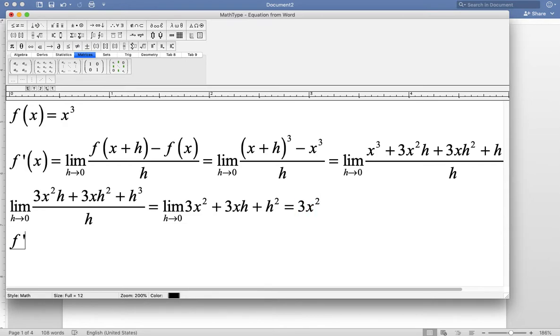So the derivative f prime of x for the function f of x equals x cubed is 3x squared. 3x squared is the derivative of x cubed at any point. This is a function that gives us the slope at any point of that curve. So the derivative is a function that gives us the slope at a single point for any point x in the domain of our function.